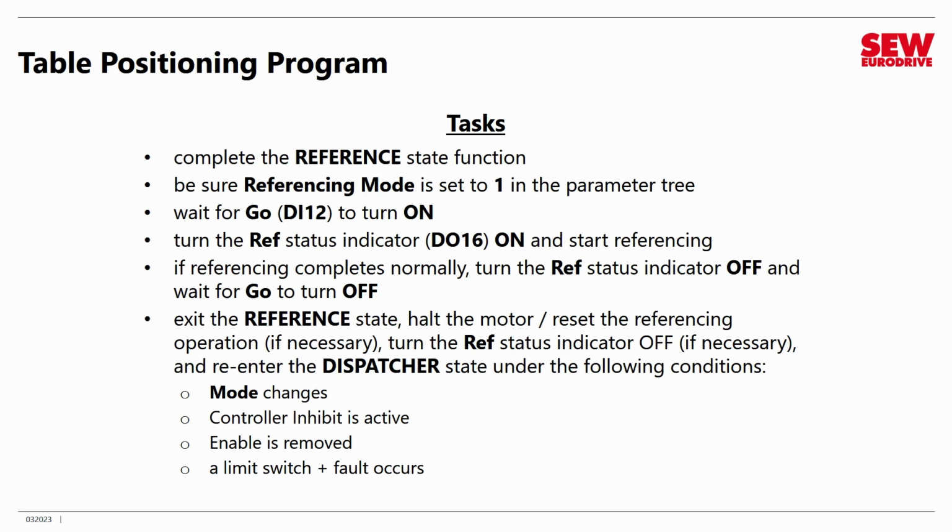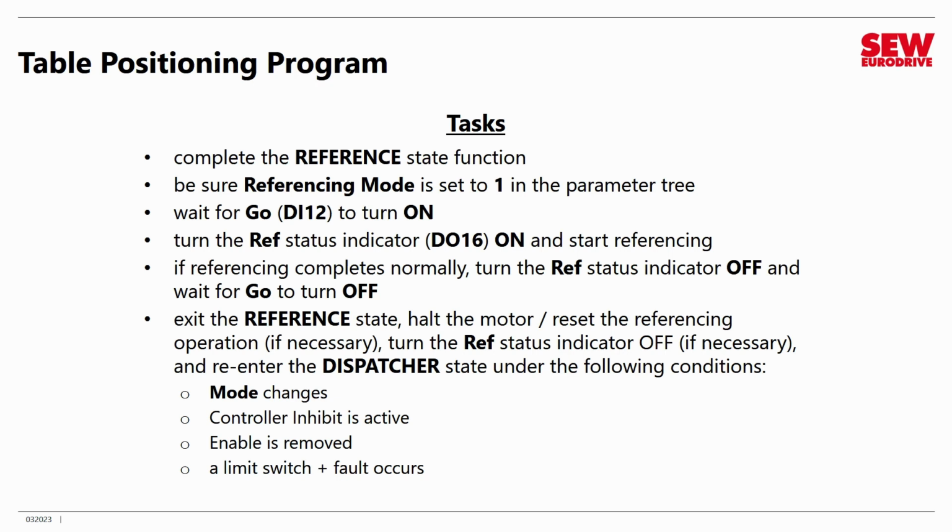Now, if referencing completes normally, turn off the reference status indicator and then wait for the go bit to turn off. You don't want that to just re-trigger referencing again. If you turn go back on again, then referencing should happen again. Now, these are the conditions you need to exit the reference state, and if the motor is running, to halt it and reset the referencing operation, as well as turn off the reference status indicator. And then, of course, re-enter the dispatcher state.